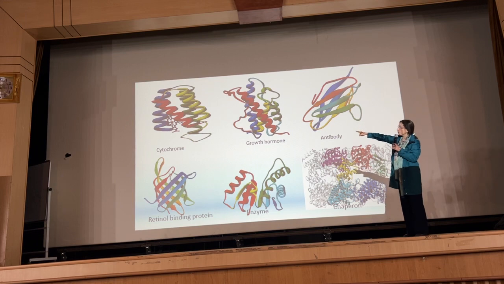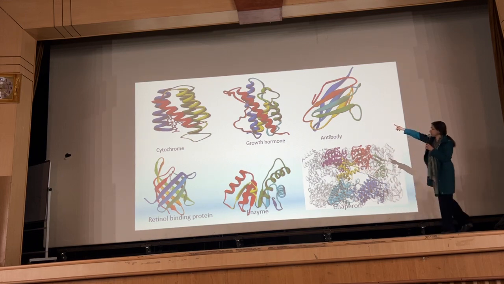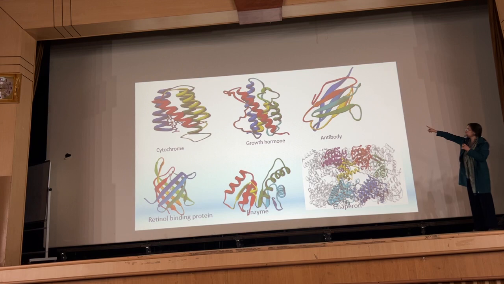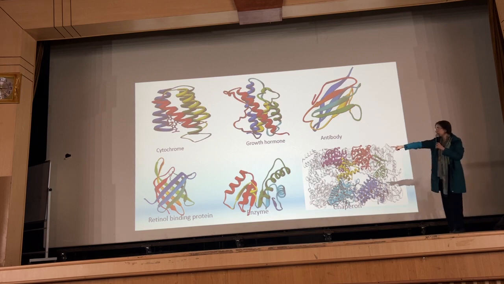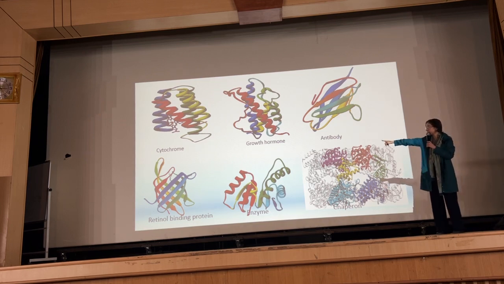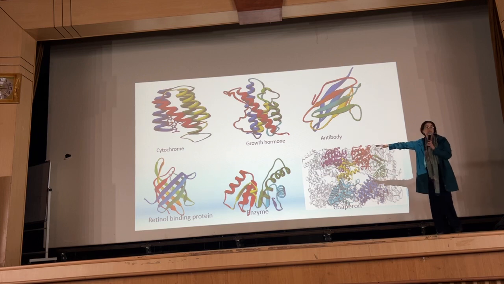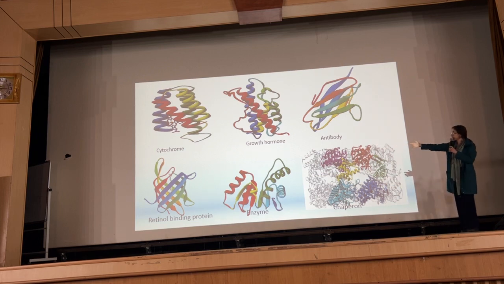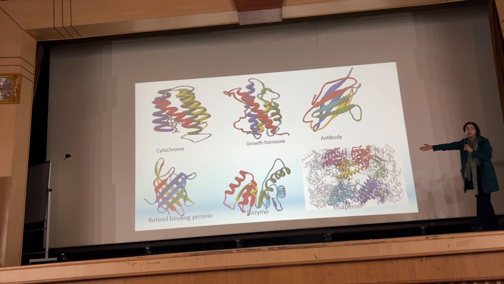That there is a cytochrome. This is growth hormone. So you can see in those two we have alpha helices a lot here. This is composed entirely of beta sheets. I'm going to talk about this. This is an antibody, an immunoglobulin. Down there, it's a retinol binding protein in the eye. This is also composed of a pile of beta sheets. It has a special structure. This is an enzyme. Enzymes also have a variety of structures.